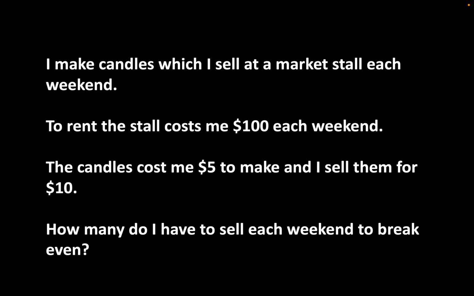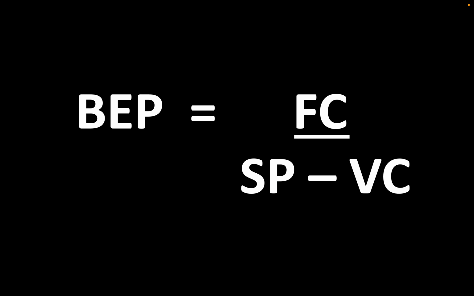So in this situation, the fixed cost is $100. We say that's fixed because if you sold 0 candles or if you sold 1,000 candles, you'd still have to pay that $100. That value won't go up or down depending on your sales. However, if you sell more candles, it's going to be a greater cost of making the candles. And so that's your variable cost there of $5, and $10 is the selling price.